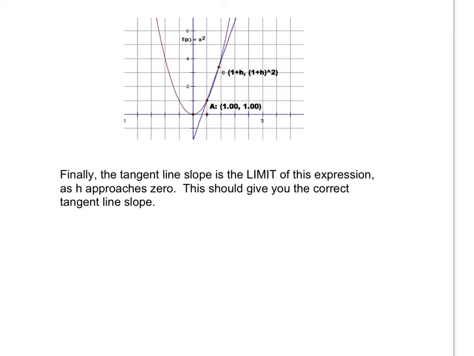Finally, the tangent line slope is the limit of this expression as h approaches 0. So you should get the correct slope of the tangent line. And after all our work, we know how to evaluate this limit. There's no problem here, so we can simply plug in 0, and we see that that is the slope of the line tangent to the curve at the point 1, 1.